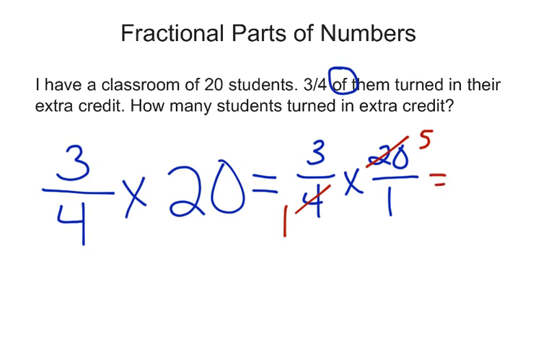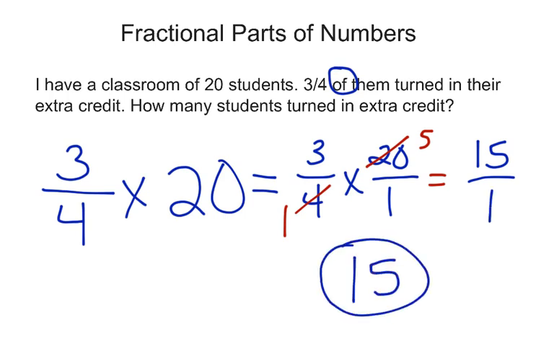So now all I need to do is multiply. 3 times 5 is 15. And 1 times 1 is 1. So write that in lowest terms. It's just 15. So 3/4 of 20 is 15. So I look back at my original problem. How many students turned in extra credit? 15 students.